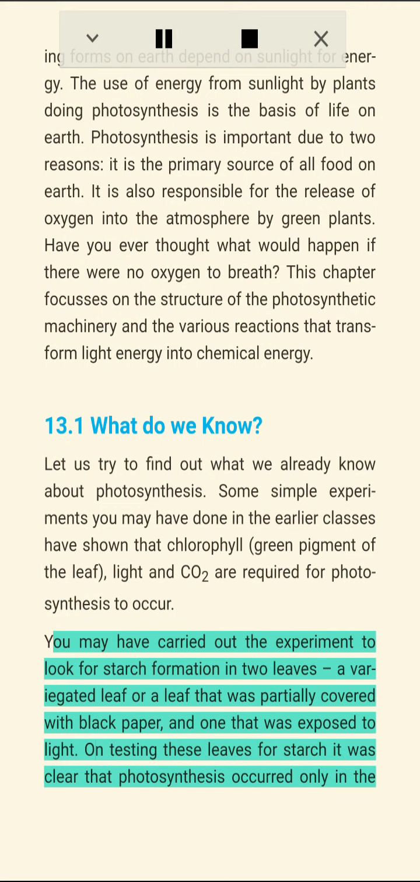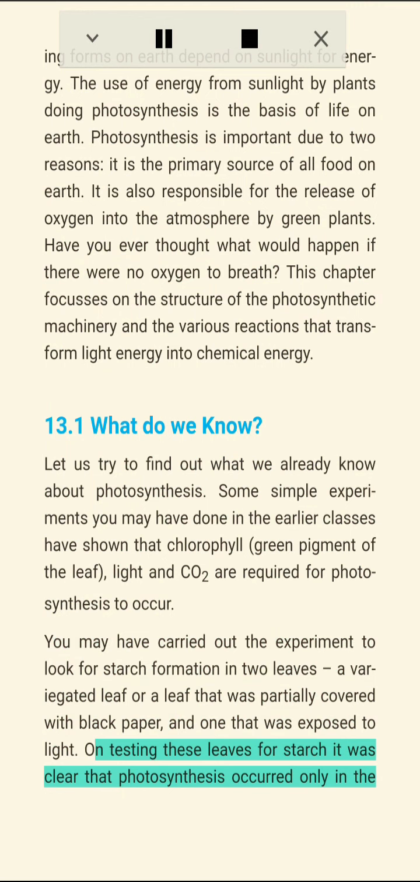You may have carried out the experiment to look for starch formation in two leaves, a variegated leaf or a leaf that was partially covered with black paper, and one that was exposed to light. On testing these leaves for starch, it was clear that photosynthesis occurred only in the green parts of the leaves in the presence of light.